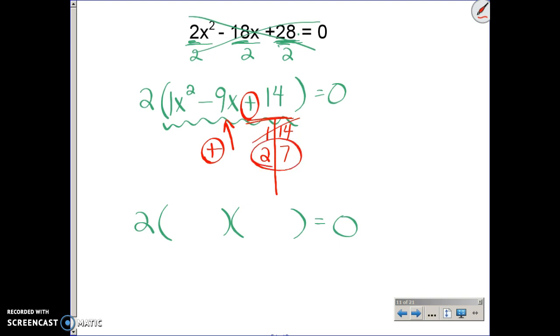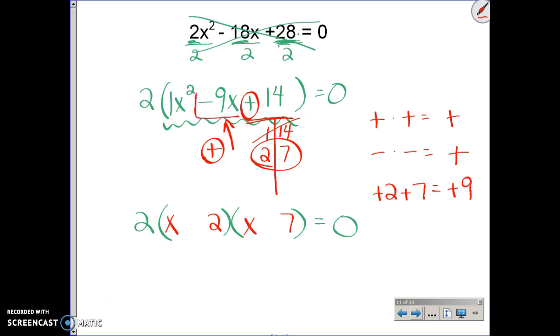That equals 9. So put your x's where they belong. Put your 2 and your 7 where they belong. Now you're working on your signs. I know I got to get a positive 14. My only options are positive times positive or negative times negative to get a positive. All right, well, positive 2 and positive 7 equal positive 9.